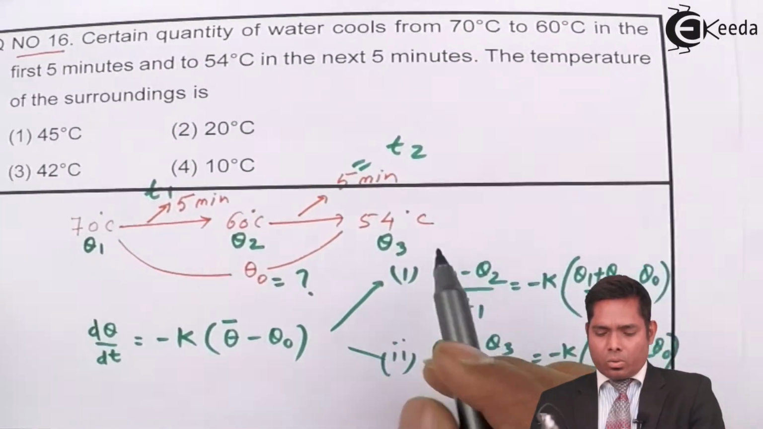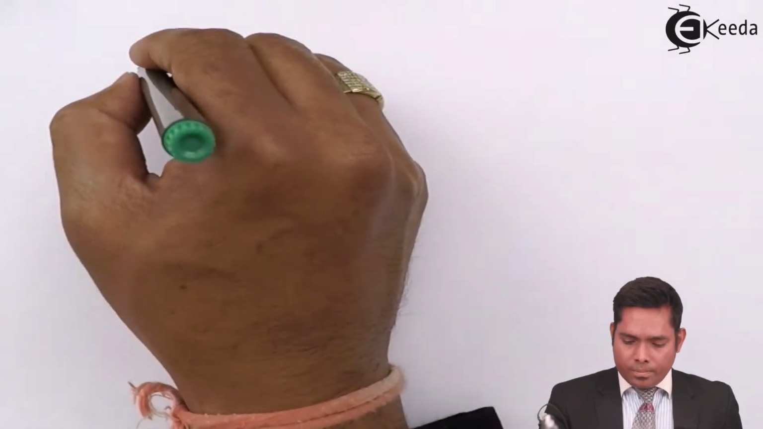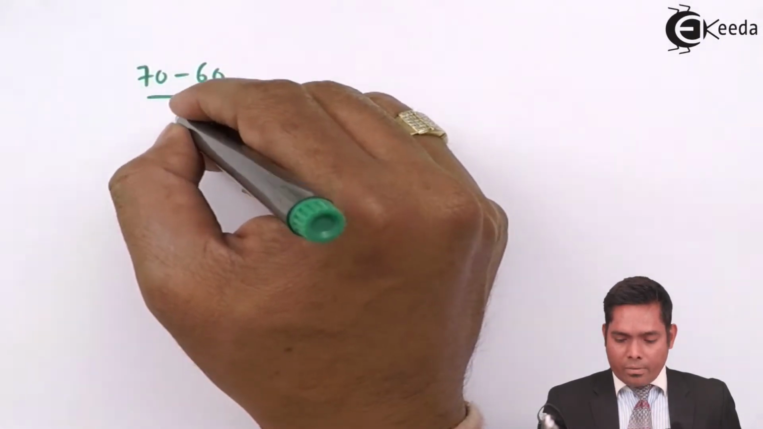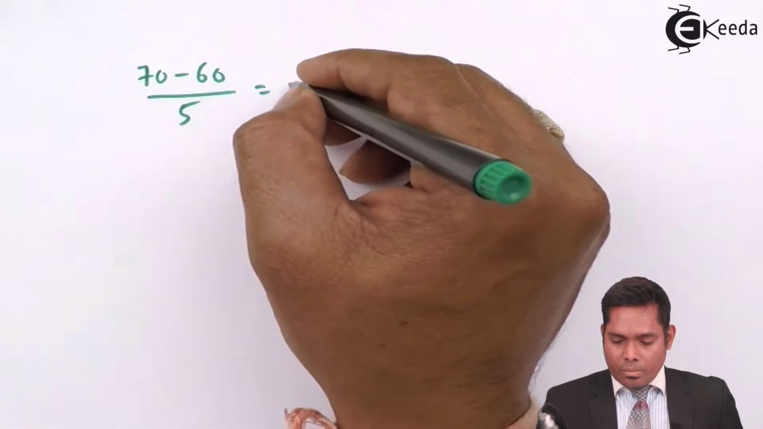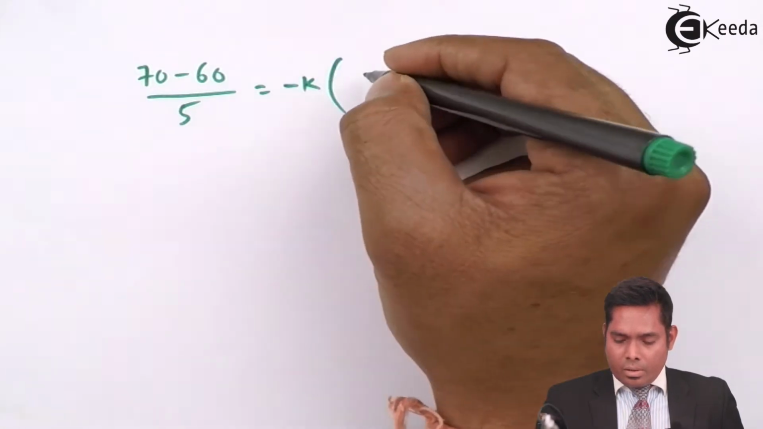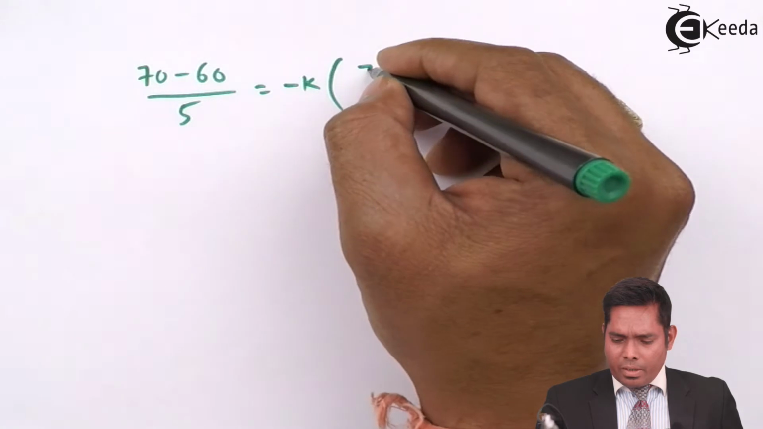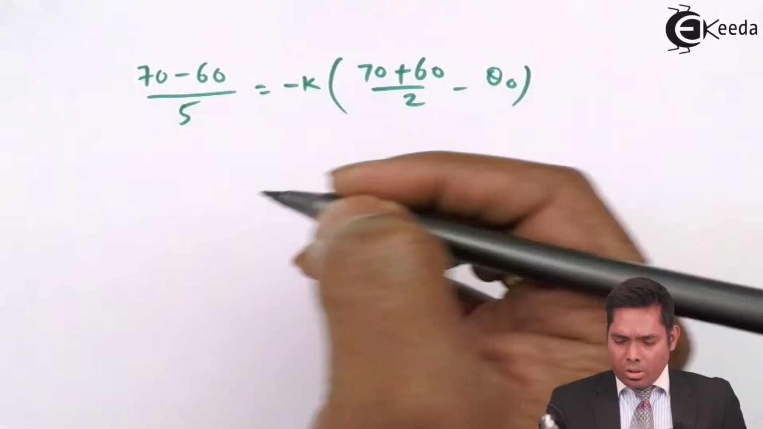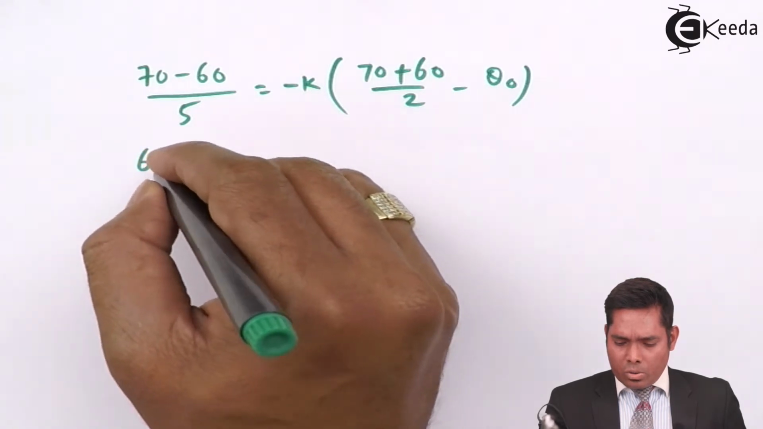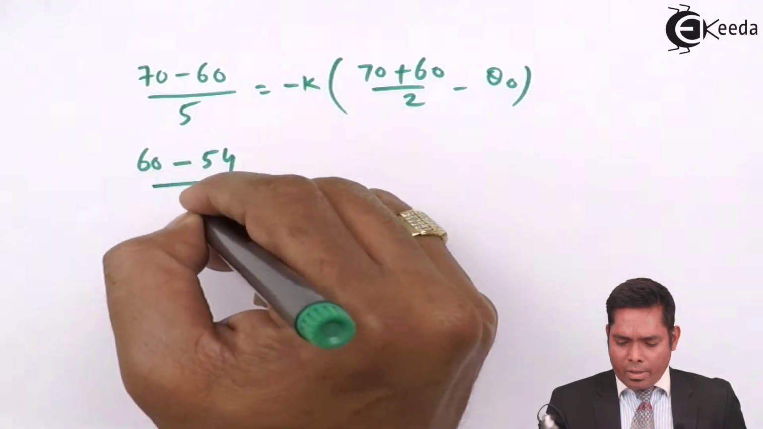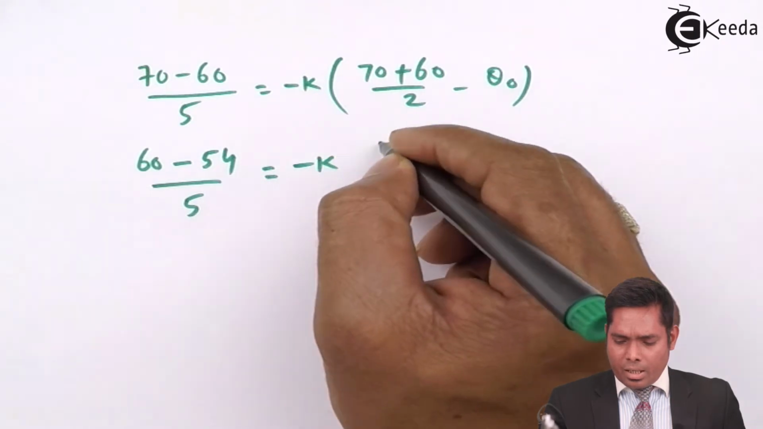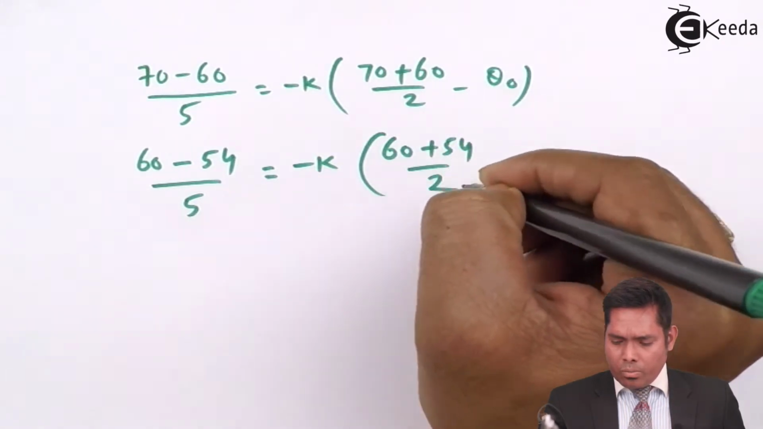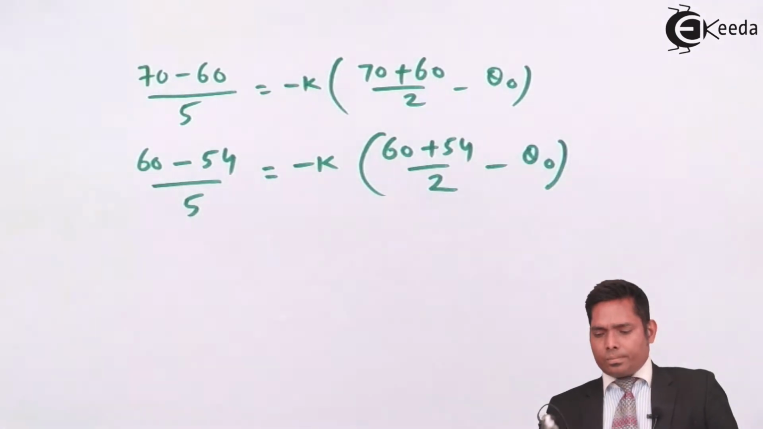Theta 1 minus theta 2, that's 70 minus 60, divided by time 5, is equal to minus k times theta 1, this is 70 plus 60 divided by 2, minus theta naught. The other one is from 60 to 54 divided by 5 equals minus k times 60 plus 54 by 2 minus theta naught.